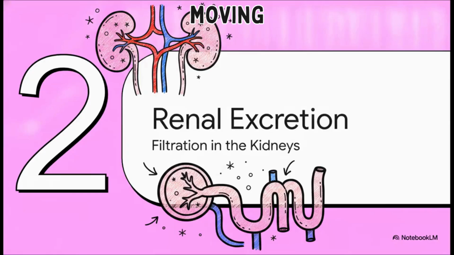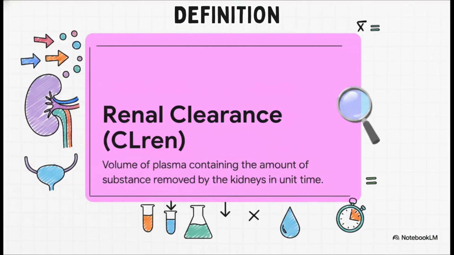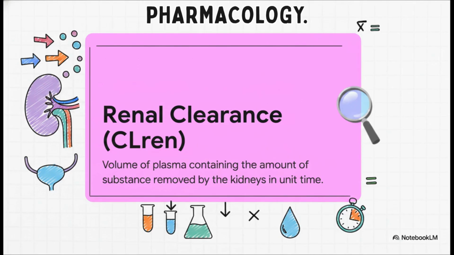Moving on to Section 2, renal excretion mechanisms. Time to look closer at our primary filtration system. Lock this definition into your brain because you will absolutely be asked to define it. Renal clearance is the volume of plasma that is completely cleared of a substance by the kidneys per unit of time. It is the core mathematical metric we use to evaluate renal function in pharmacology.